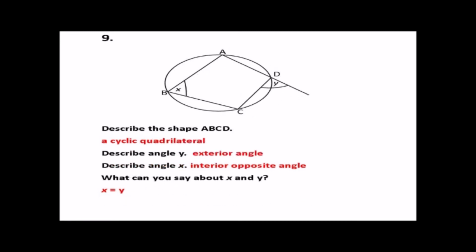And we move on to number 9. Describe the shape. Yes, again, it's a cyclic quadrilateral. Describe angle Y. It's an exterior angle. And angle X is the interior opposite angle. What can you say about X and Y? Well, they're equal also. So once you know that, this can make your life a lot easier when you're given such diagrams. So the exterior angle is equal to the interior opposite angle.